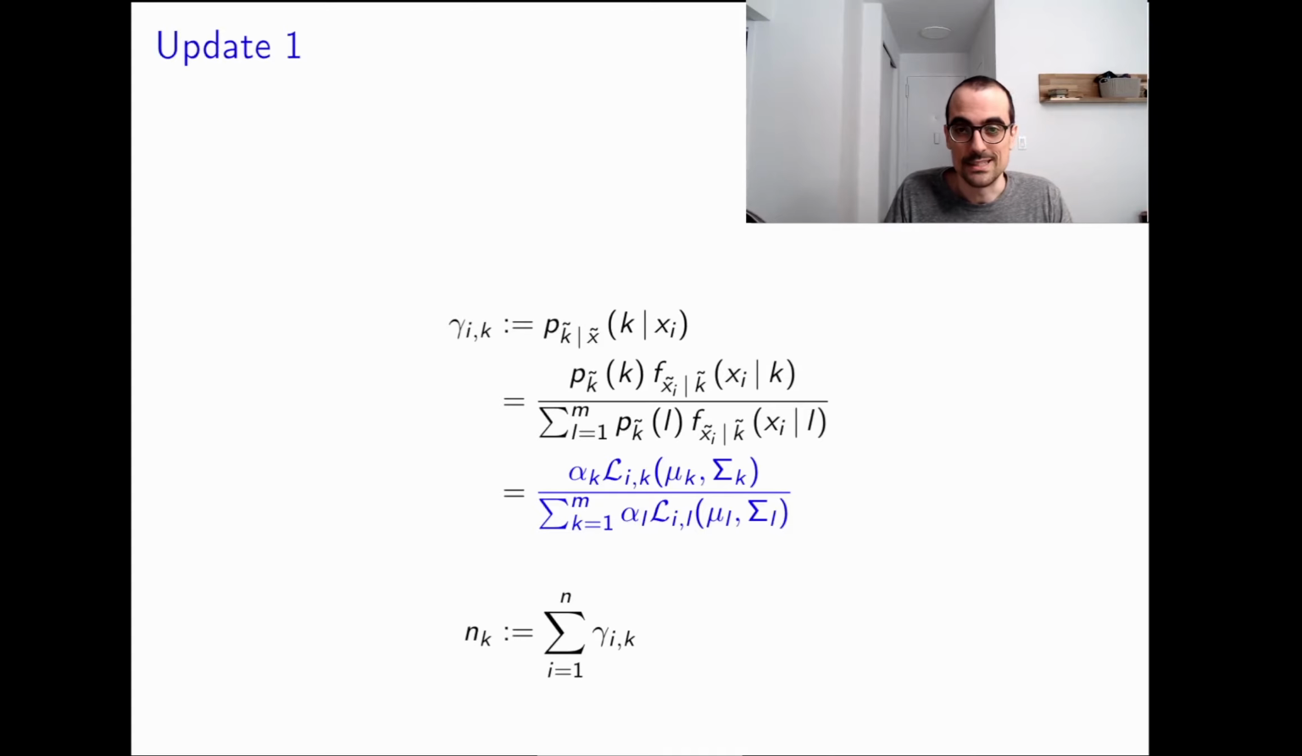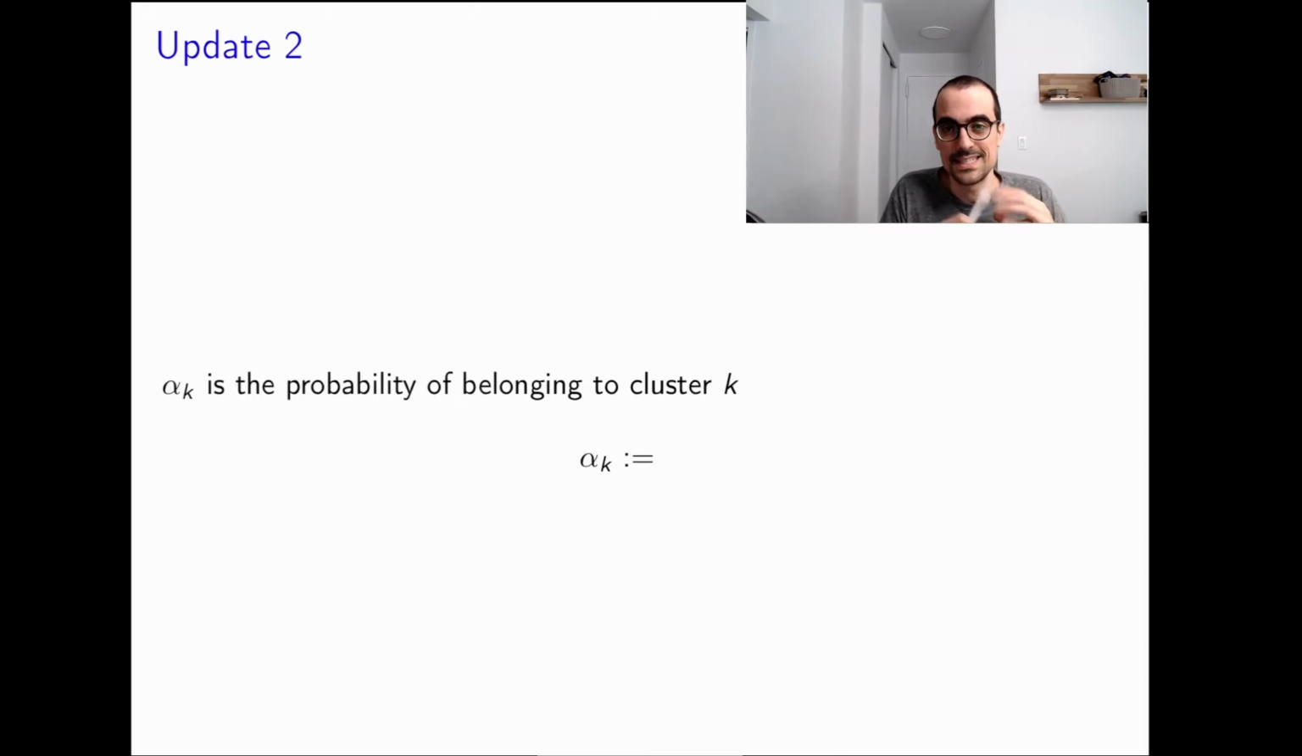So the first update, we already did it, right? If we know the model parameters, computing the membership probabilities is just applying the chain rule. It's equal to this. So we're done. And with that, we can also compute the effective number of points in each of the classes, which is going to be useful for the other update. The second update is a little bit more complicated, and here is where we're mainly going to give intuition.